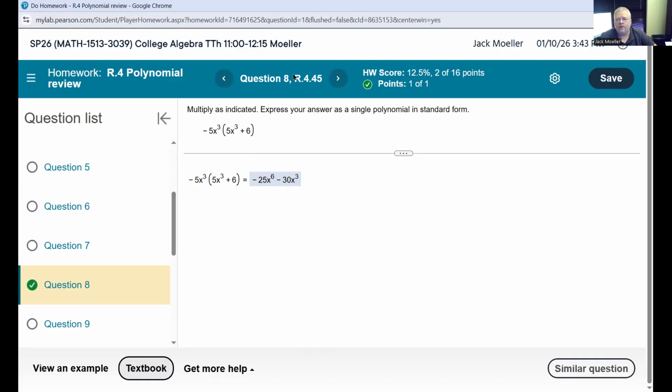But notice above here it says R.4.45. That means it is coming from the review chapter, section 4. That would be number 45 in the homework from the book. So when I click on the textbook link, this can be a little slow, it takes me right to R.4 in the book.